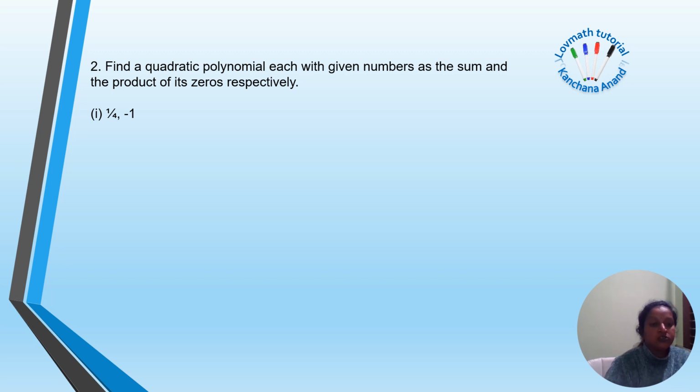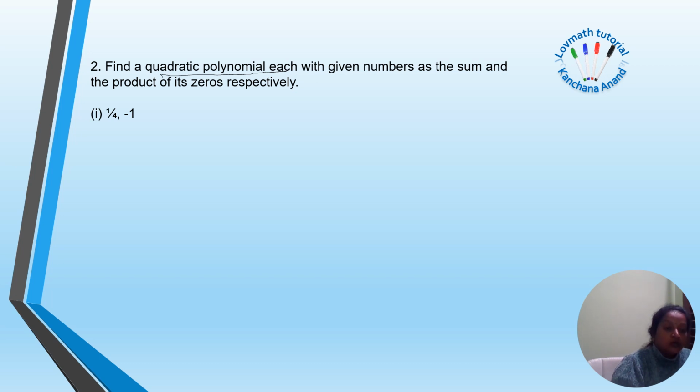In the previous question, we had learned how to verify the relationship between the zeros and the coefficients. In this question, we have to find the quadratic polynomial itself. That means here they have given the sum and product of zeros, and we have to find the polynomial.